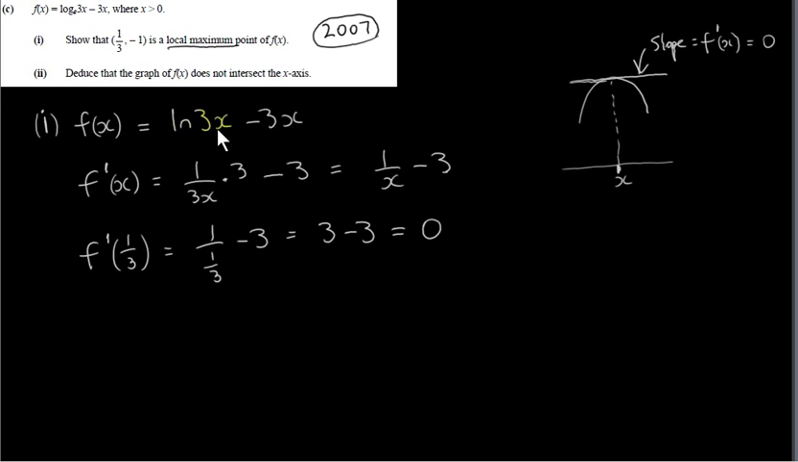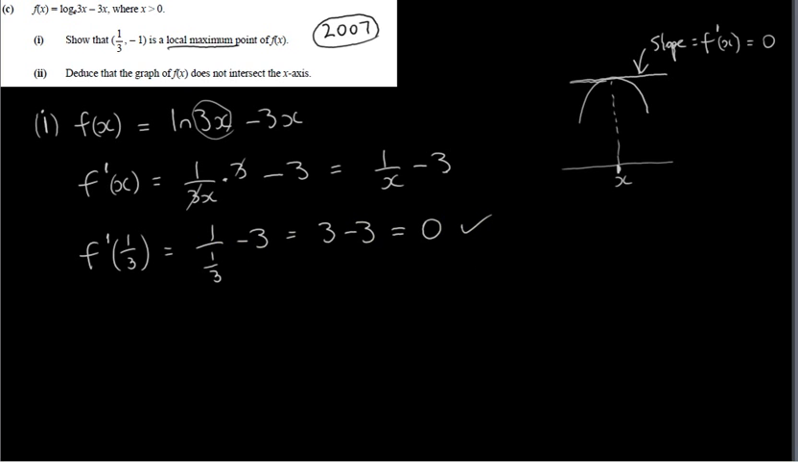But then we have to use the chain rule. We have to differentiate 3x to get 3. So we put 1 over 3x multiplied by 3. And these 3's cancel. So we get 1 over x. And when we differentiate minus 3x with respect to x, we get minus 3. If we work out f prime of a third, we have 1 divided by a third. Well, that's the same as 1 multiplied by 3, which is 3. So we get 3 minus 3, which is 0.